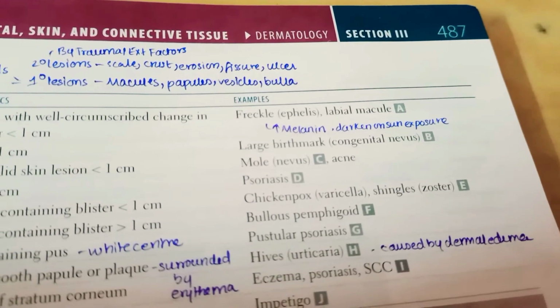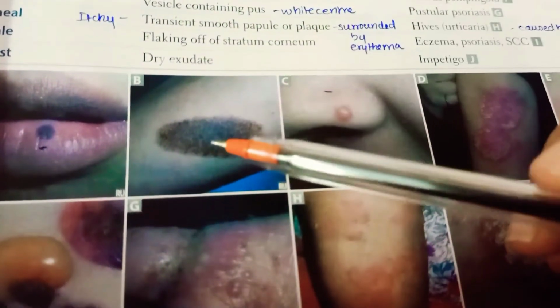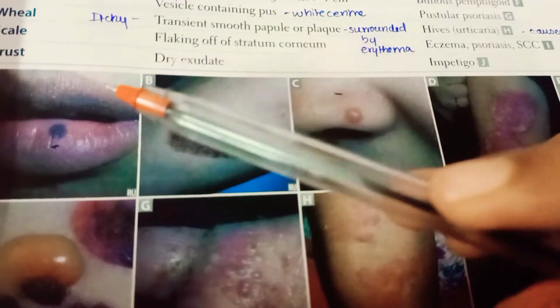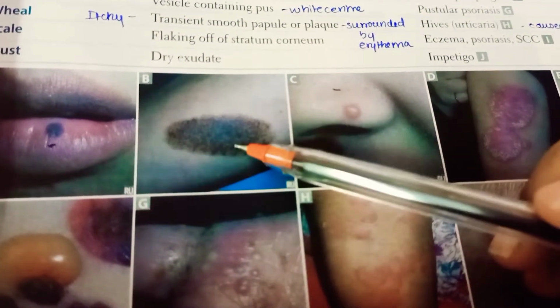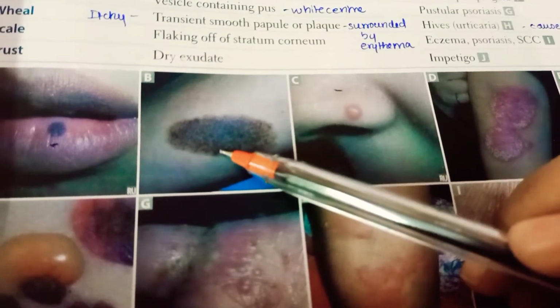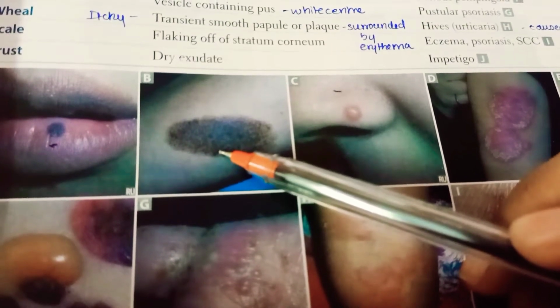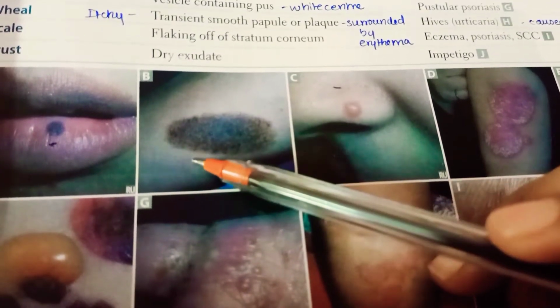Next, coming to patch. Patch, as you can see, is also a macule, but it is greater than 1 centimeter. It is a large birthmark. It is also called a congenital nevus.